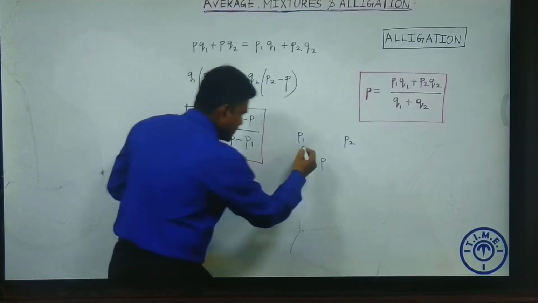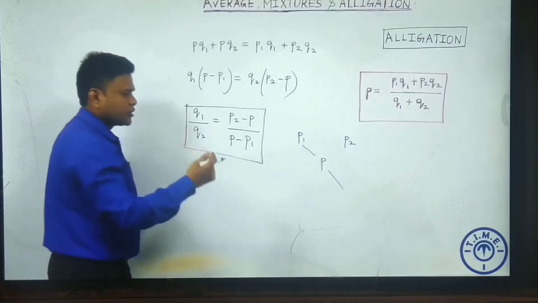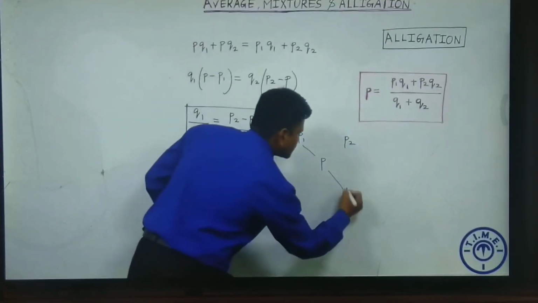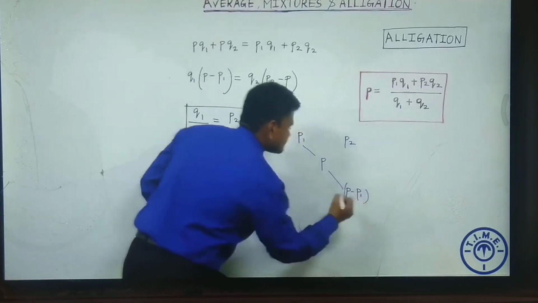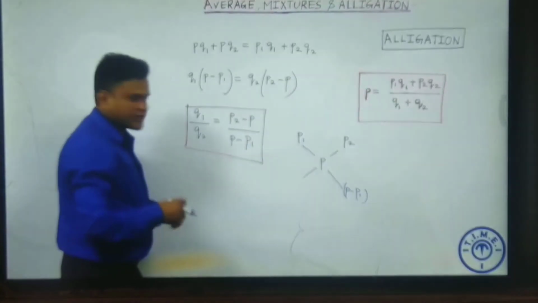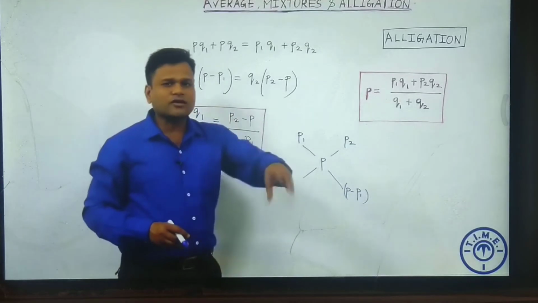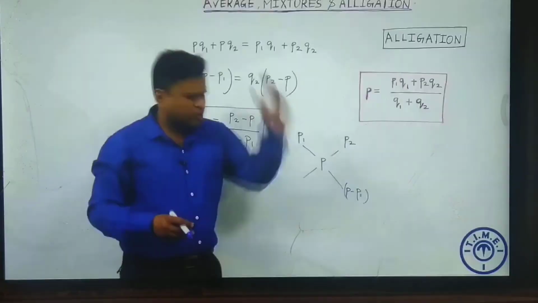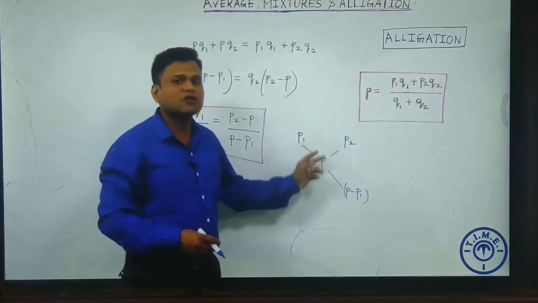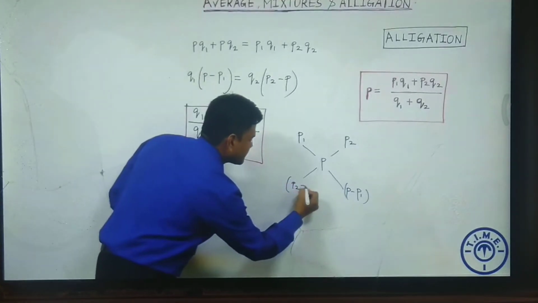Thereafter, in the diagrammatic form, what you have to do is take the difference. The difference you take in any order. It could be P1 minus P or P minus P1, any order you choose. Well, I'm going to choose P minus P1. I have chosen this one. Now comes the other difference. This is P minus P1, and the other difference automatically gets fixed. I cannot take any order for the other difference. If I am taking P minus P1, the other difference must be in the reverse order, that is P2 minus P. So we put this as P2 minus P.